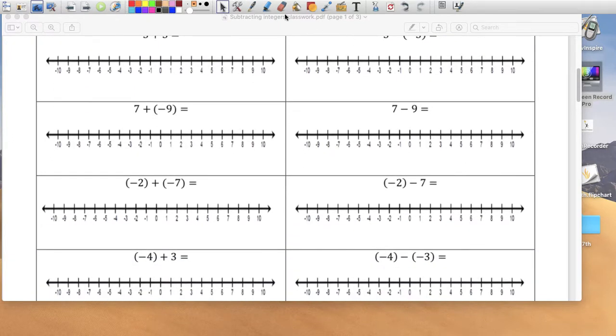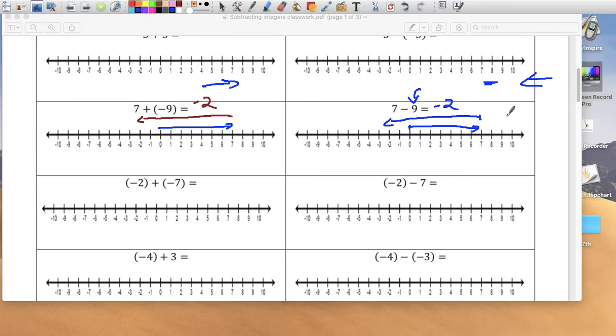7 and -9. 7 plus -9. So we're going to go to 7. Plus means we want to go a la derecha. -9 is not going to listen to you, and we're going to go left, right here. And it goes to -2. Now 7 minus 9. Let's see how that works. Again, 7 is the same, right? Minus, menos, vamos a la izquierda. And this number is a positive integer, so it's going to listen to you. We go left all the way to -2. And you can clearly see that this and this are the same.